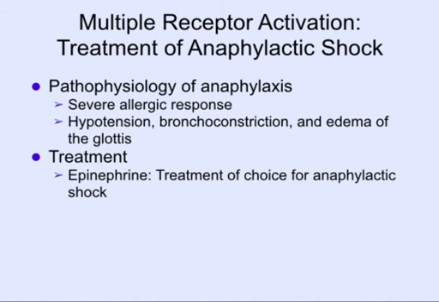Now let's look at anaphylactic shock a little bit. With this, like I said, we're trying to target multiple receptors. Pathophysiology of anaphylaxis, it's usually related to a severe allergy. And then typically the patient will undergo severe hypotension, bronchoconstriction, or edema of the glottis. And every patient's different. Some have hypotension or some get more of the airway swelling. The treatment of anaphylaxis is always epinephrine. And like I said, because it's hitting all of those receptors, it should help reverse some of this.